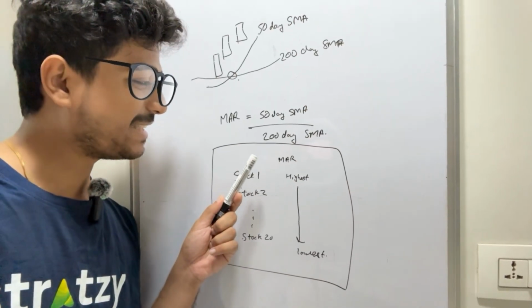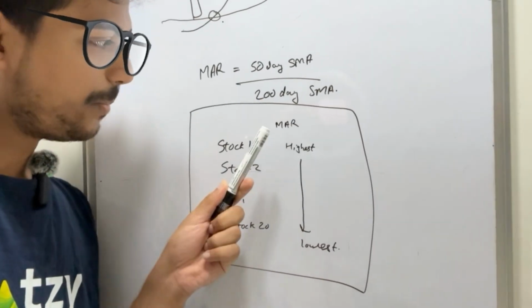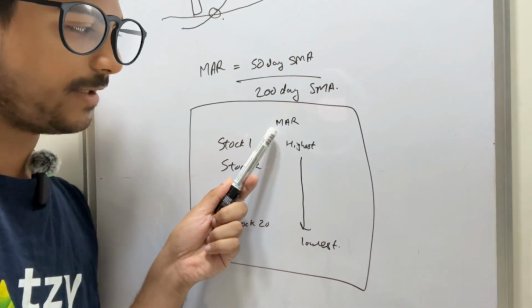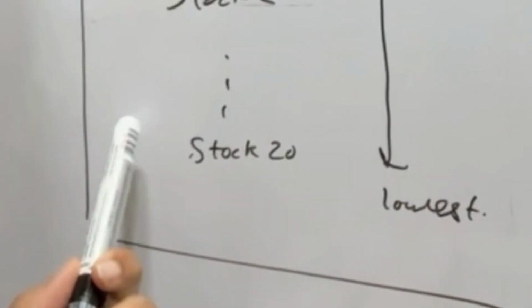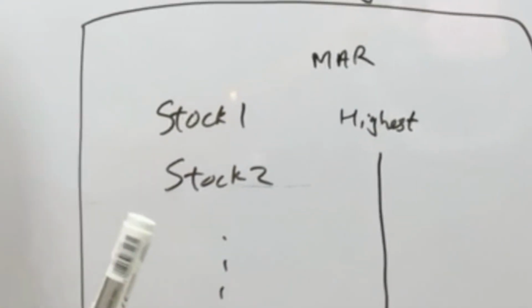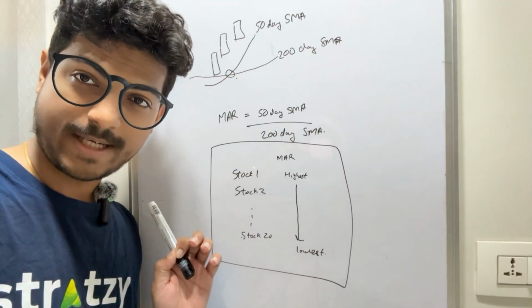Alright, and next we are simply going to get a list of the top 20 stocks based on the MAR. So it is from the highest MAR to the lowest MAR, and we get the list of the top 20 stocks out of the 500 stocks present in the Nifty. Okay, so this right here forms the base of our entire trading strategy.